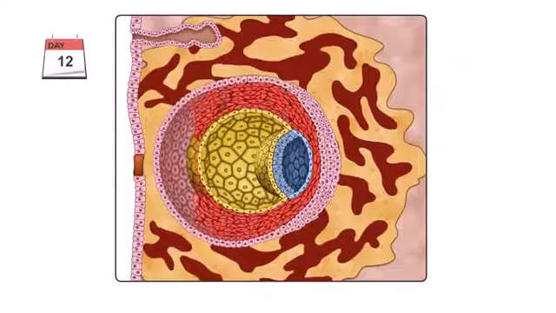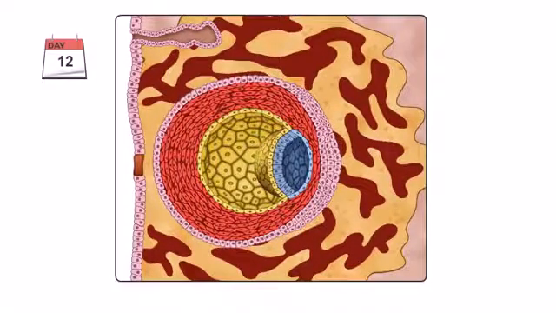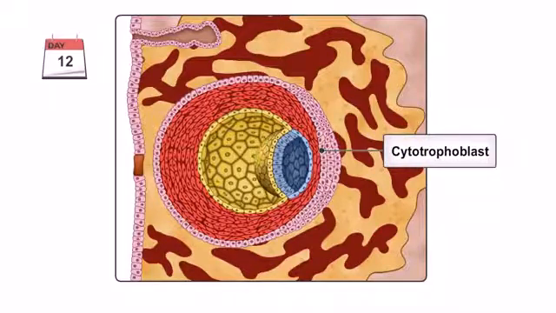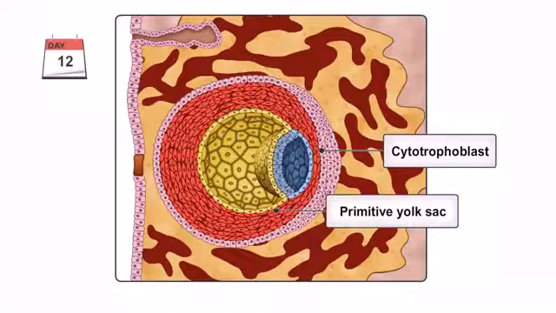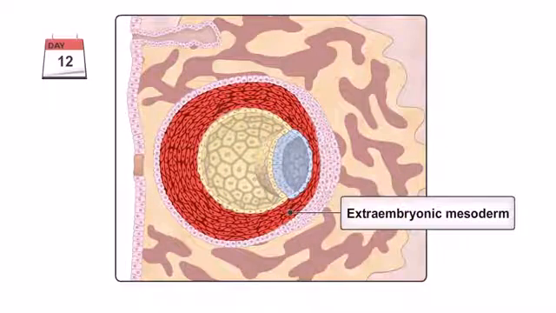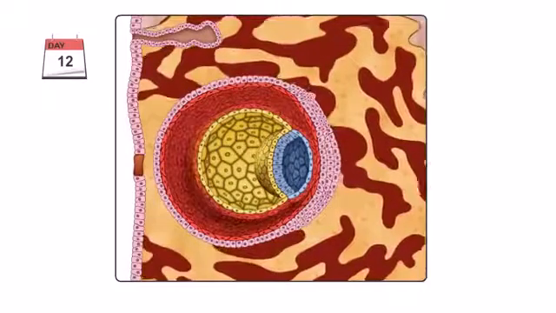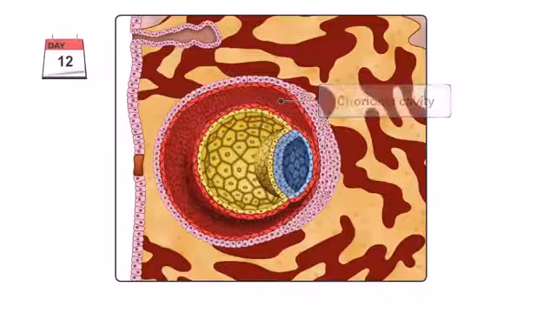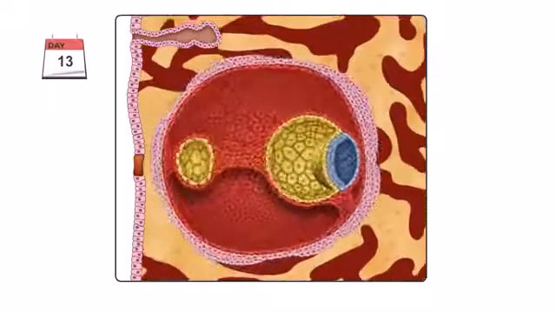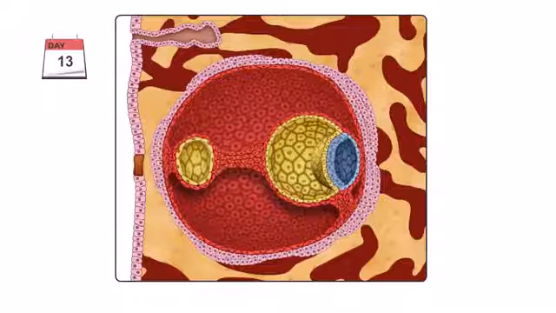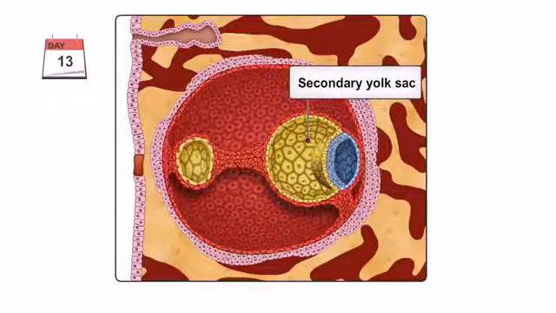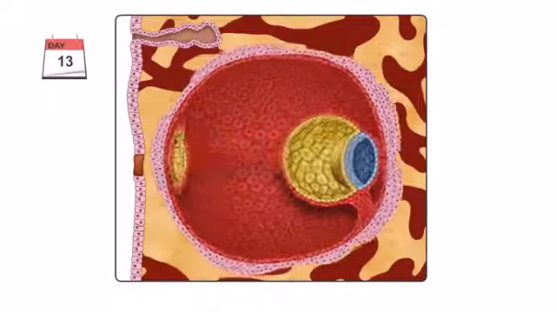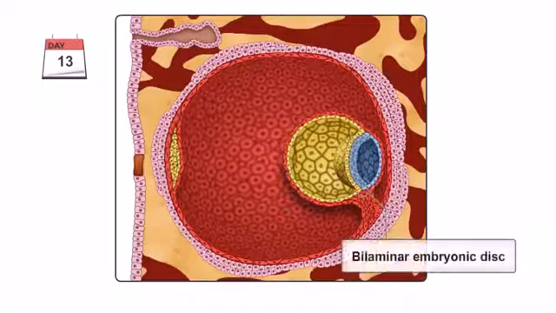Around the same time, a new population of cells appear between the inner surface of the cytotrophoblast and the outer surface of the primitive yolk sac, known as the extraembryonic mesoderm. Large cavities begin to appear in the extraembryonic mesoderm. These gradually fuse to form one single cavity, called the chorionic cavity. Around 13 days after fertilization, a large portion of the exocelomic cavity is pinched off, forming a smaller cavity, the secondary yolk sac.